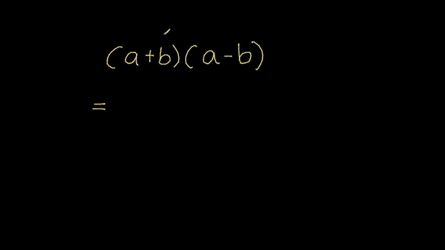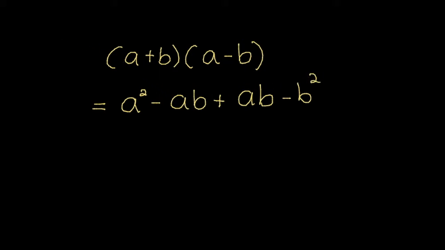This is equal to a times a is a squared. Alright, and then a times negative b is just minus ab. Alright, and then we have b times a, which is ba, which can also be written as ab, right? Because the order doesn't matter since we're multiplying, so I can swap them around. And then finally we have b times negative b, which is just minus b squared.